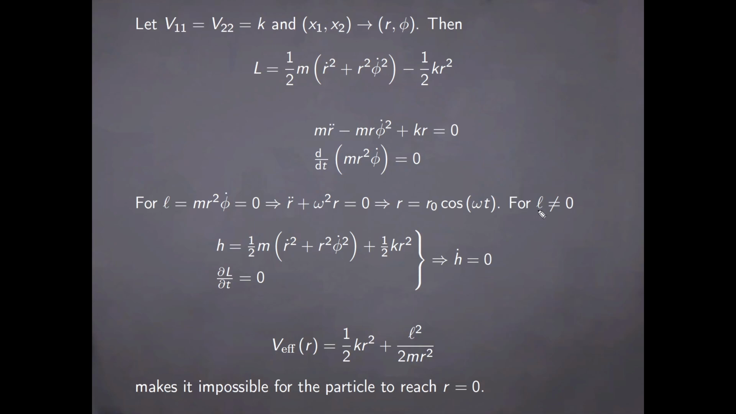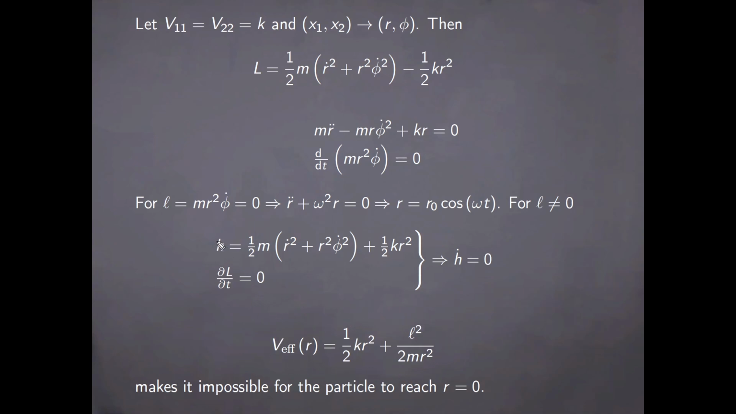Now, in the case where the angular momentum is no longer zero, then we can write immediately the energy function of the system. And remembering that if the Lagrangian is not explicitly dependent on time, this quantity is conserved, so the energy function is constant in time. And what this implies is that the equivalent one-dimensional problem corresponds to the motion of the particle in the effective potential given here.